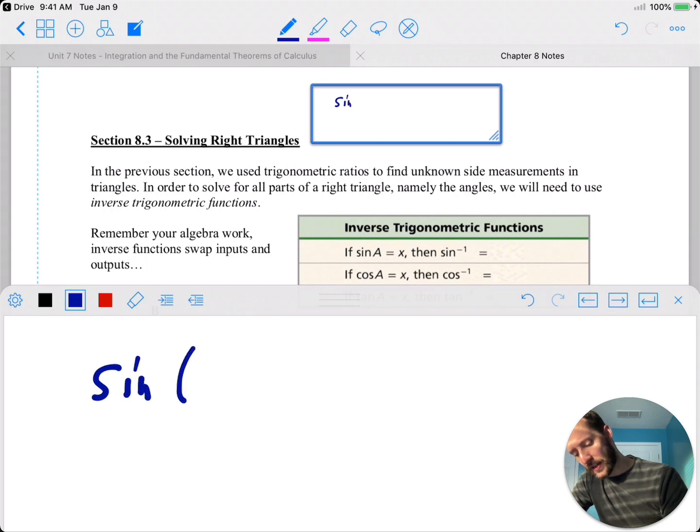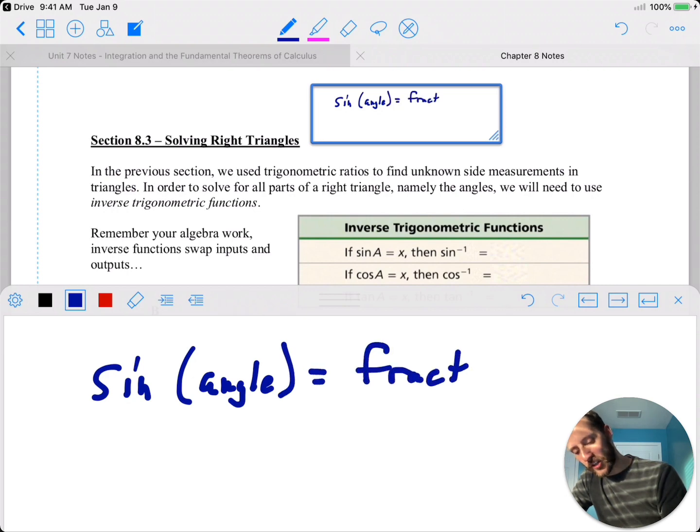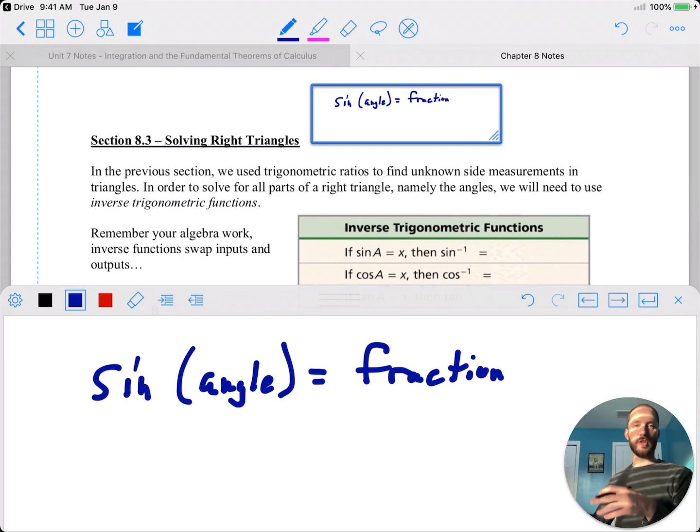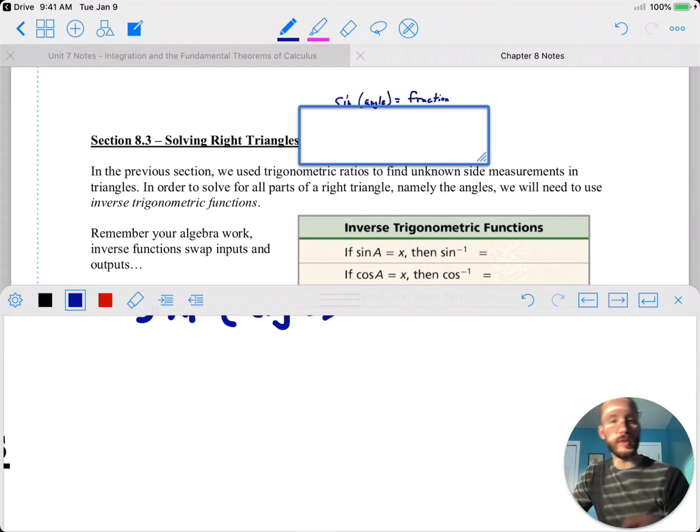So sine of an angle equals a fraction. For sine, opposite over hypotenuse. For cosine, adjacent over hypotenuse. Tangent, opposite over adjacent. Now let's remember what we did in algebra. You worked with inverse functions. The x and y, input and output, switch with each other.